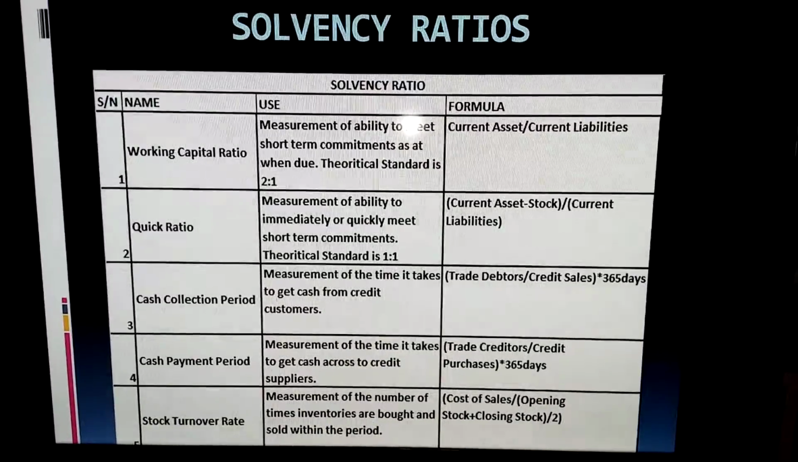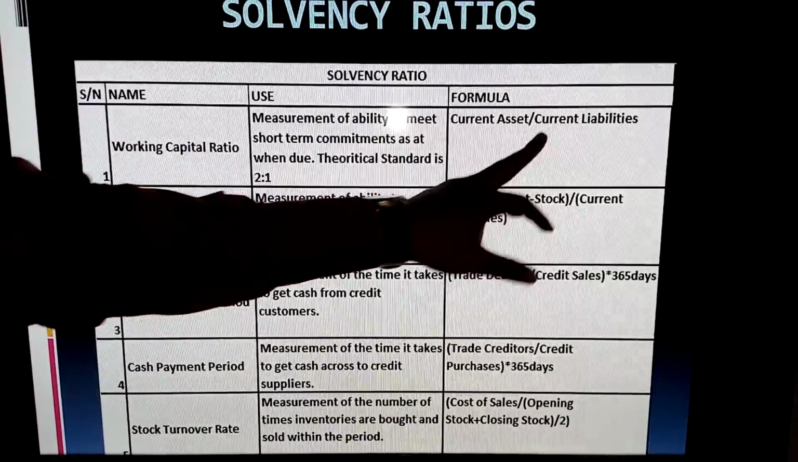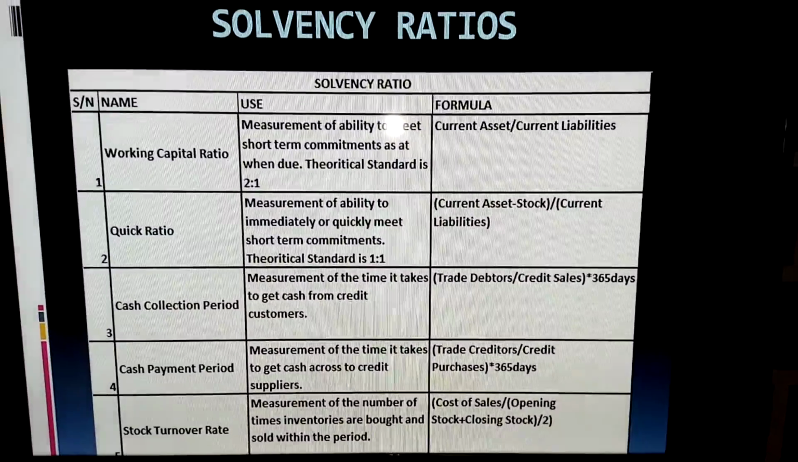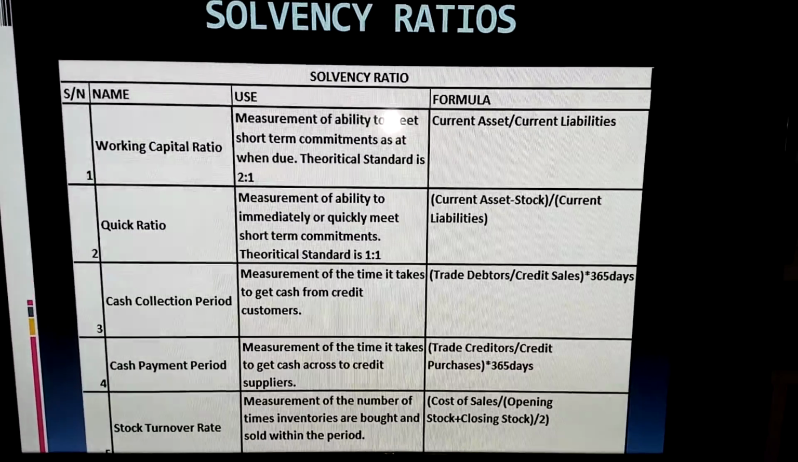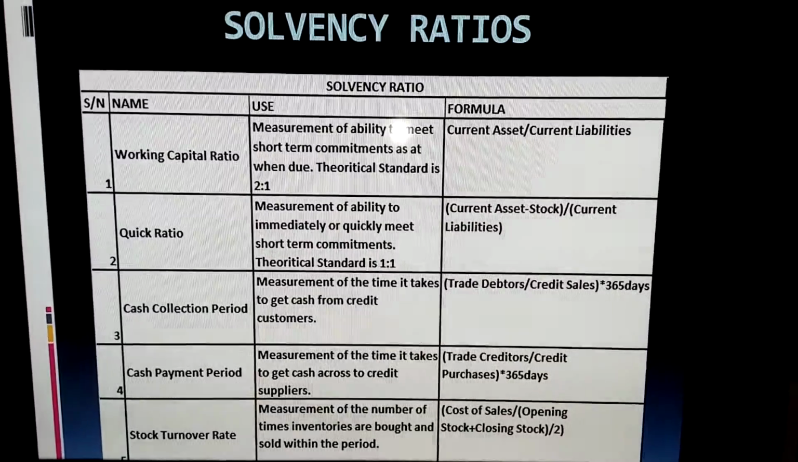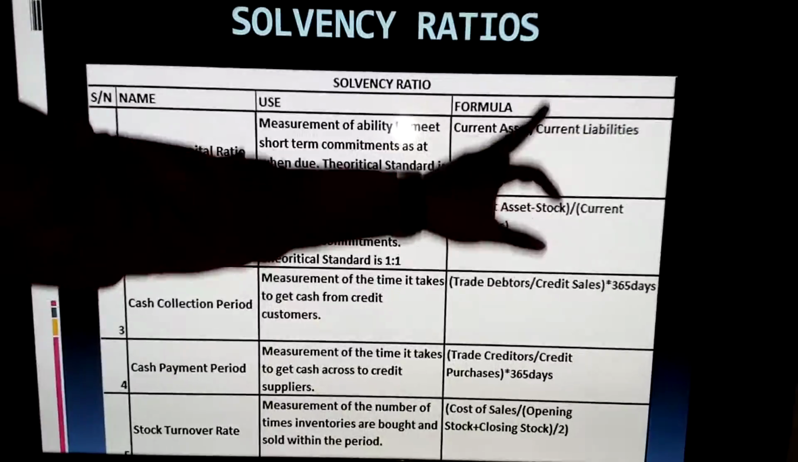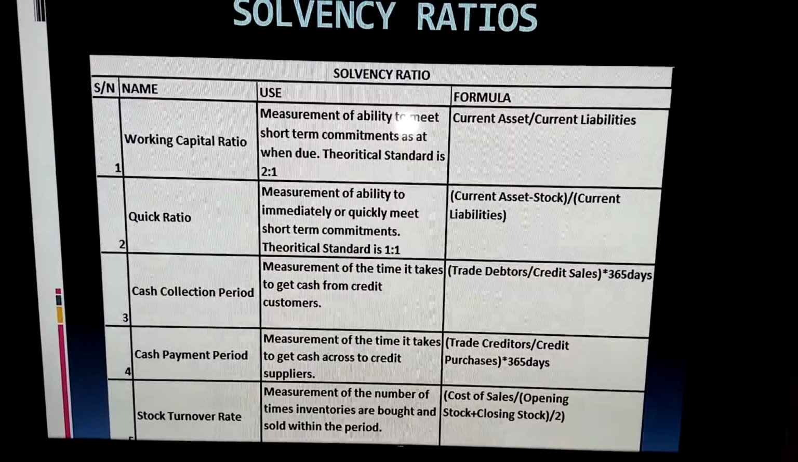So basically the formula is current assets over current liabilities. You know your current assets, then you know your current liabilities. I've taught you on liability items. If you go to our class on double entry for assets and liabilities, you'll be able to know what current asset is and what current liability is. So basically, your current asset over your current liability gives you your working capital ratio. You can also call it current ratio.